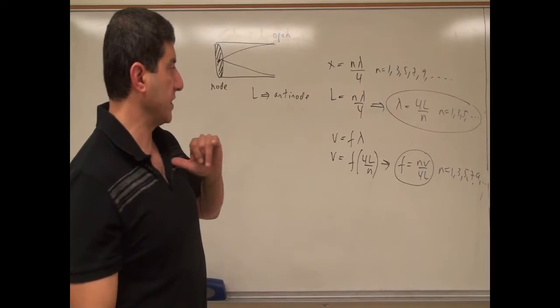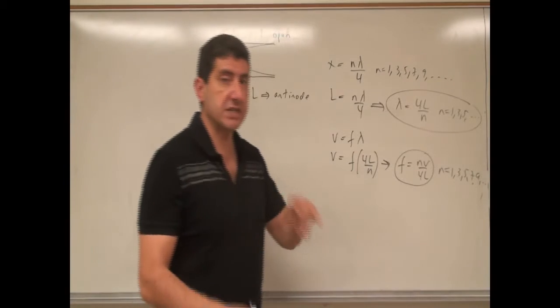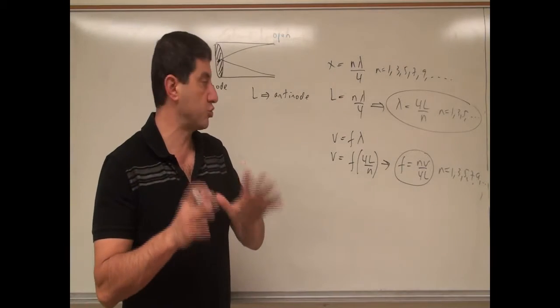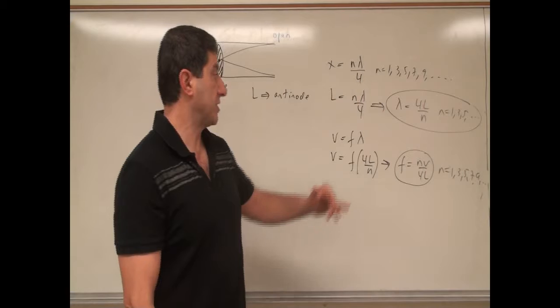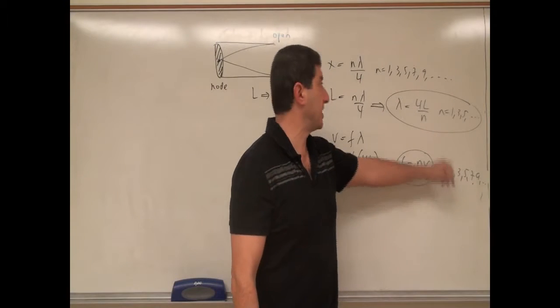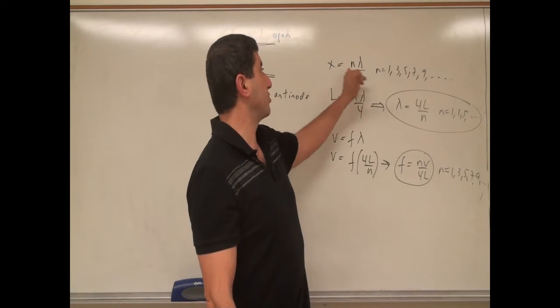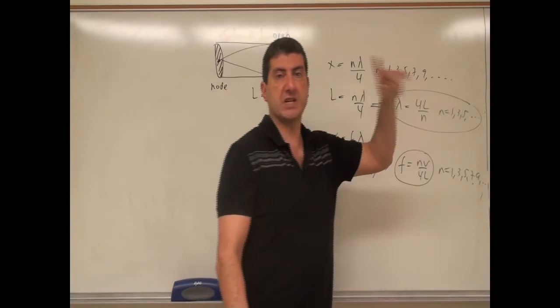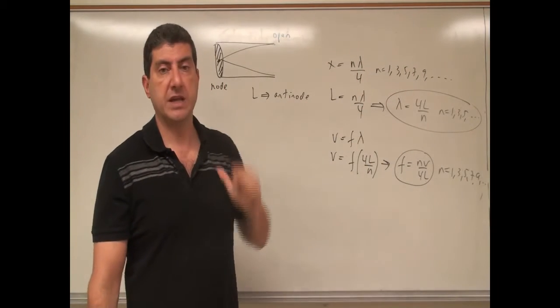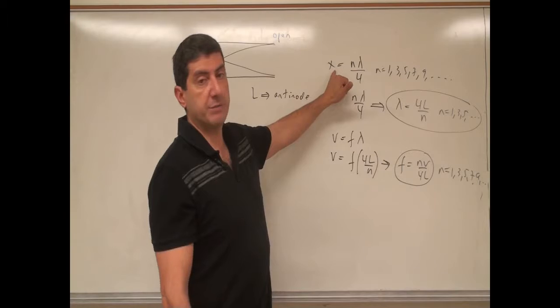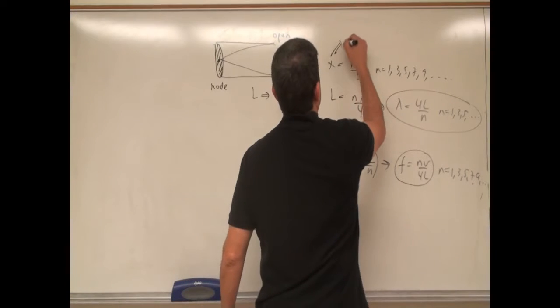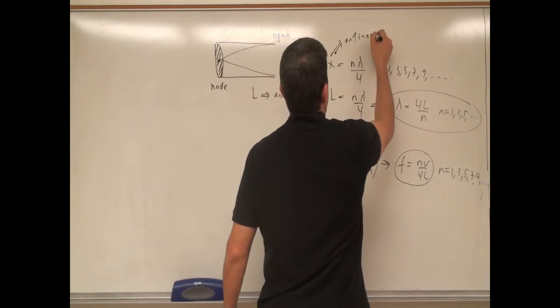So these are the required frequencies, but notice that they are missing the even harmonics, the n equals to 2, the n equals to 4. Well, they're missing the even harmonics just for the same reason that x equals n lambda over 4 was also missing n equals 2, n equals 4, and n equals 6, right? The requirement for antinodes, this one was antinodes.